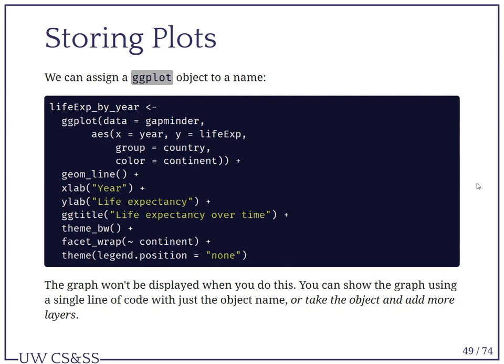You can store the graph, or you can show the graph by using a single line of code with just the object name in it. Or you can take that object and add more layers. I'm going to show you an example of both of these things about storing plots this way. But first, I wanted to show you a thing about R that makes things a little bit more legible.